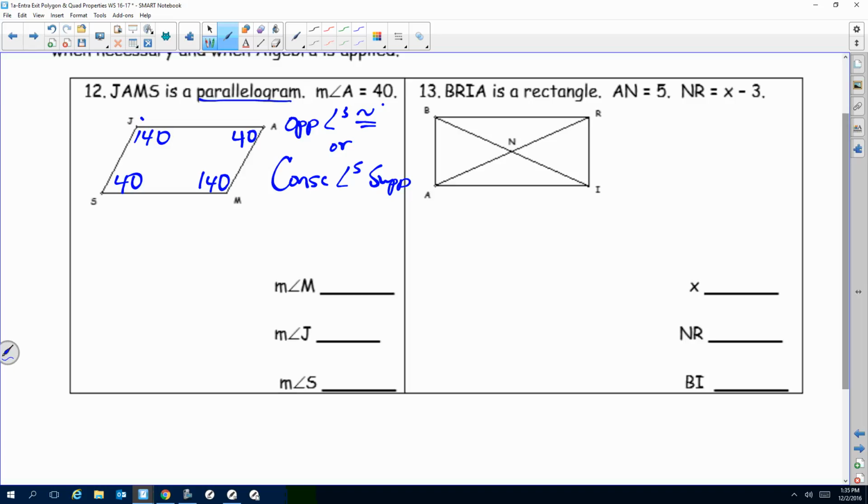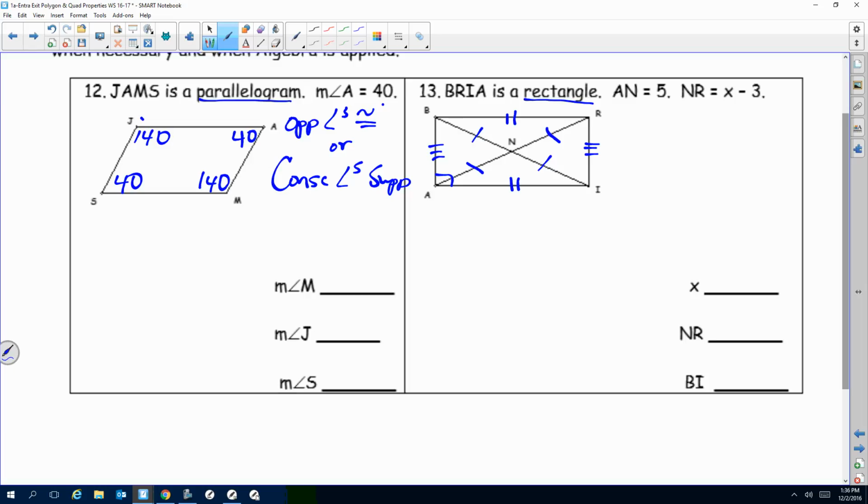All right, so now we're dealing with the rectangle. So if I see they give us a rectangle, start off with go ahead and diagonals bisect each other. Okay? We have to have a right angle in there for it to be a rectangle. And then our opposite sides are congruent. Okay?